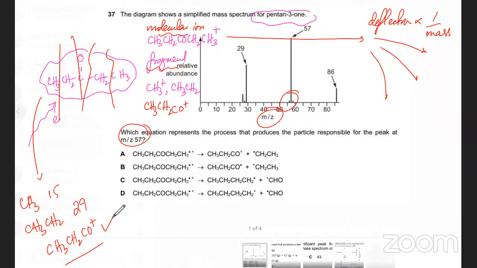So this fragment is getting produced, right? This big molecule is breaking down, and if it breaks down at this point, the other fragment that's going to be produced is CH2CH3. Is that clear? Yes.